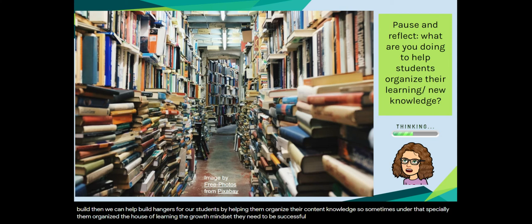I'll give you a second to look at this picture and just kind of take in the glory of this. For those of us that love books, this is kind of exciting. But even though I love books, this kind of just makes me a little nervous. And for a lot of kids, this is what it feels like.